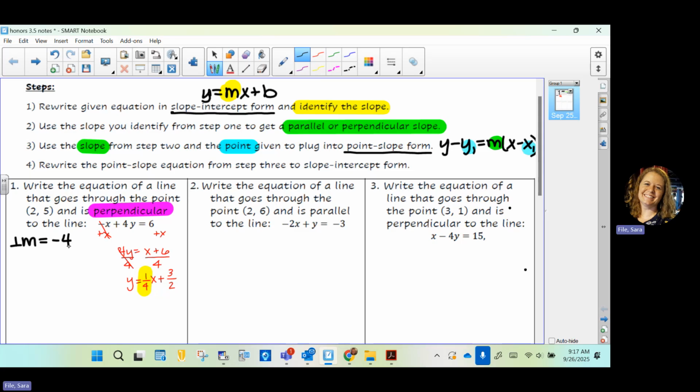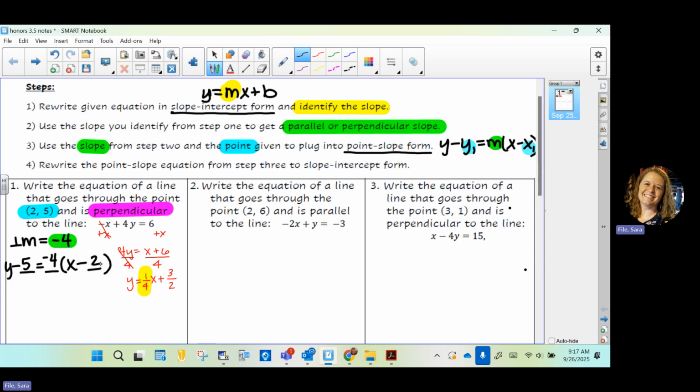Y'all agree? Yes. Okay, so now that is my slope that I'm going to use to write my equation. I have the points that they gave me, and I have my new slope, so I'm going to plug those in. So y minus y1 equals m times x minus x1. So the slope is -4, and the ordered pair, the y is 5, the x is 2.